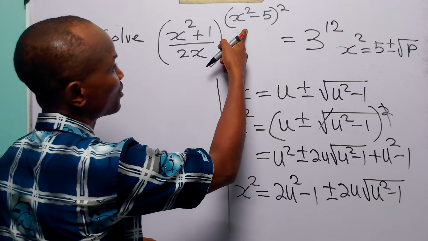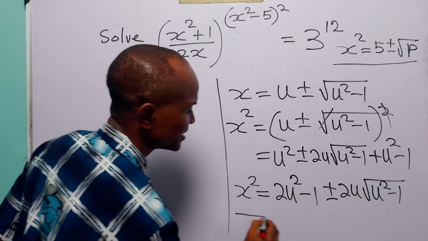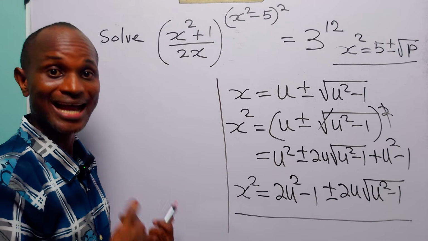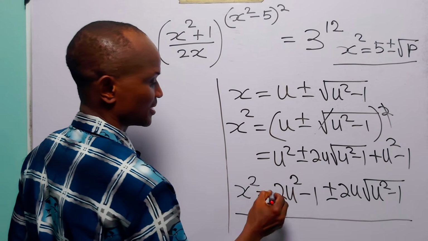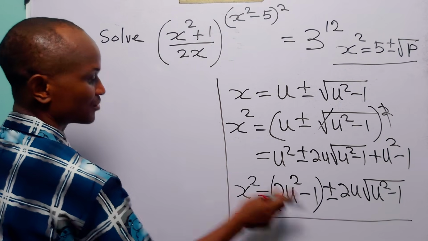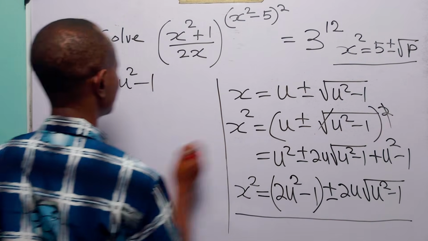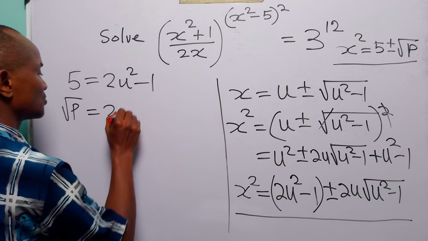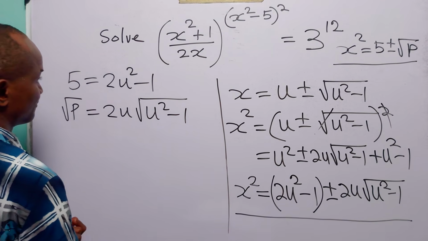Now, remember that from the exponent, we got this expression for x squared. Now, from the base, we have this new expression for x squared. And of course, you know that for both the exponent and the base, x squared must be the same. When we compare these two equations, it's very easy to see that 5 is equal to 2u squared minus 1, and root p is equal to 2u times root u squared minus 1.